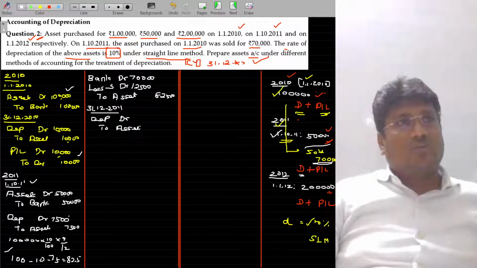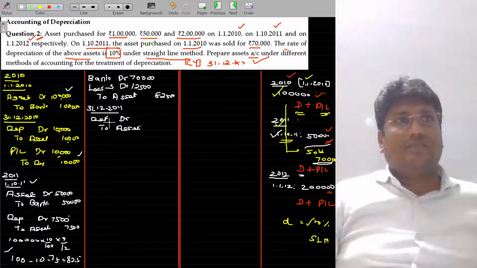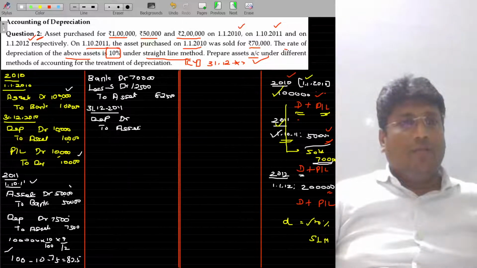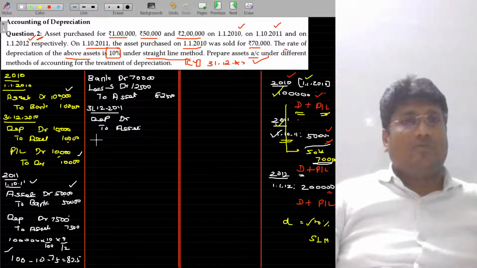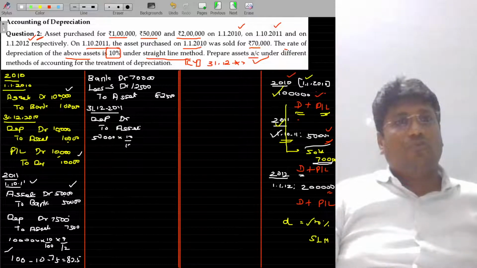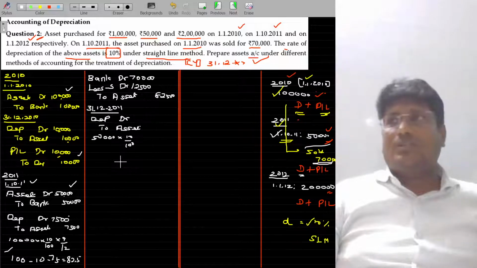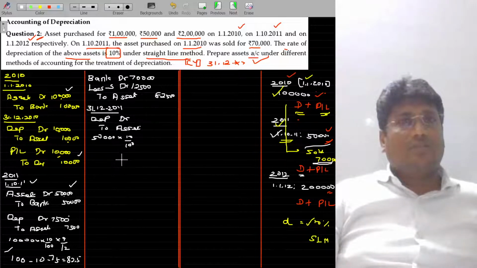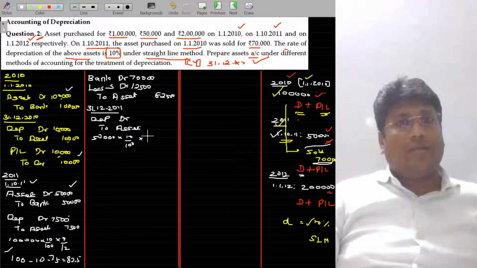The old asset was sold, so it is no longer eligible for depreciation. Only the new asset purchased on 1/10/11 will be eligible for depreciation. That too, it was not purchased at the year beginning, but only halfway through, so it is eligible for depreciation only for the period of usage. The usage of the asset starts from 1st October. From 1st October to 31st March, we have only 3 months, right? So you have to calculate depreciation for the 3 months.